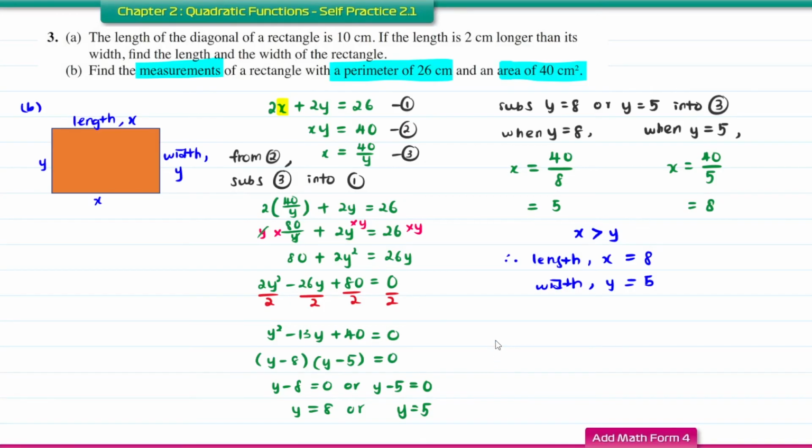So, the measurements of the rectangle is equal to the length multiplied by the width. Therefore, the measurement is 8 centimeter times 5 centimeter.